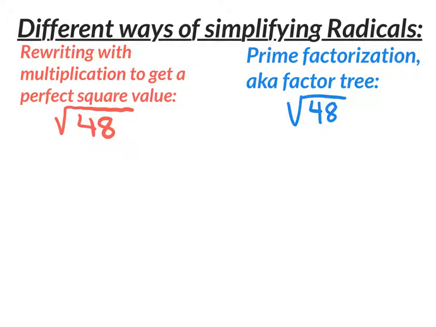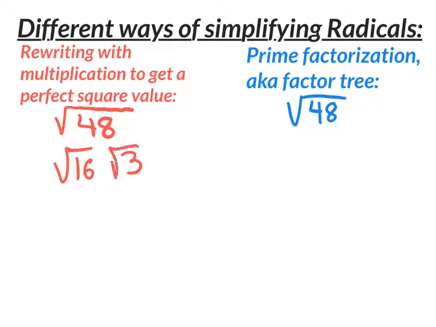The square root of 48. Using our original method, you want a perfect square number inside this radical. So we're going to rewrite it with multiplication to get a perfect square number. Now, yes, you could say 4 times 12, but it's better to rewrite it as not 4 times 12, but a bigger perfect square number like 16 times 3.